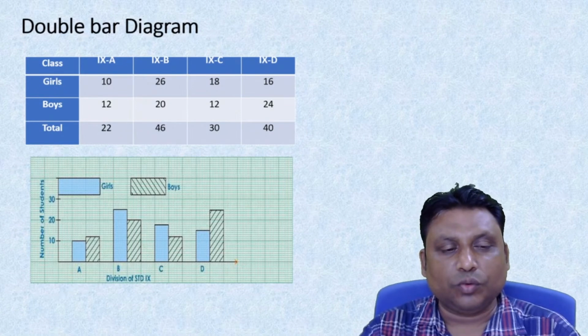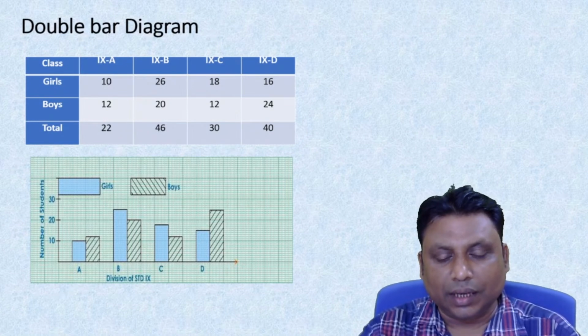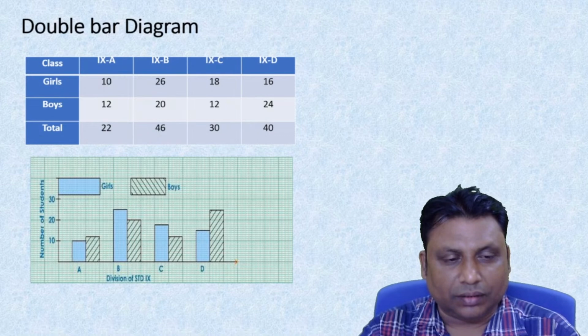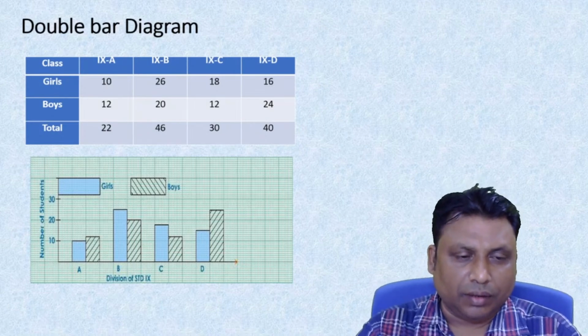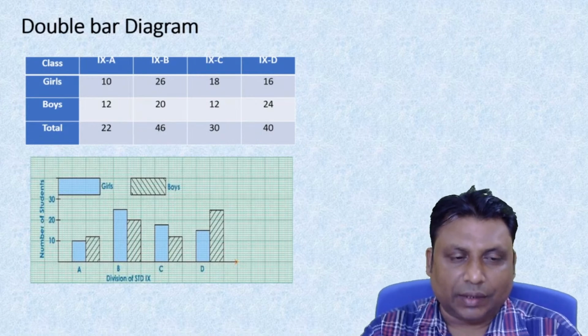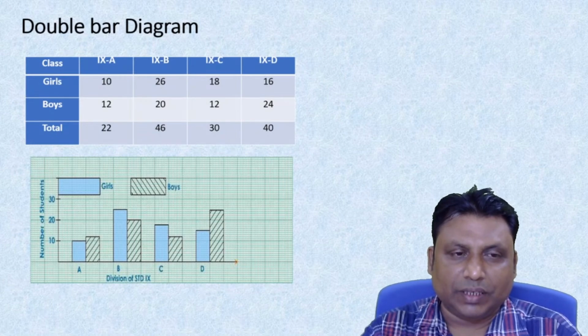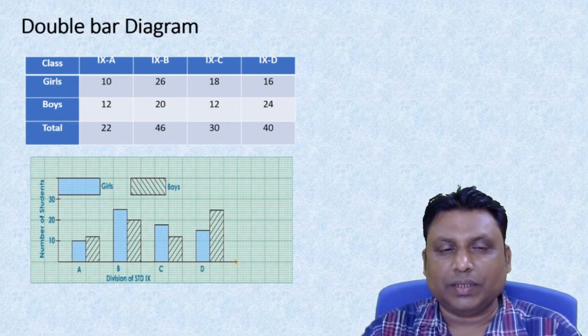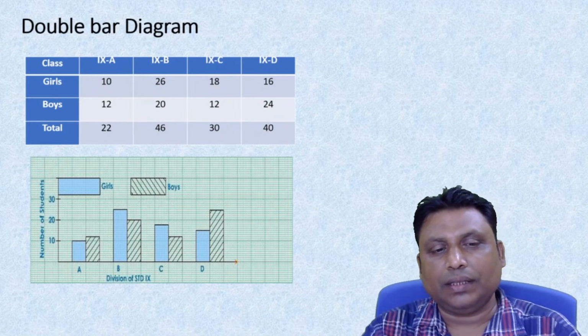One bar is sky color, and the other has a scratch line or angle line drawn on it. So A is 10, B is 12 in section A. In section B, similarly, we can put 26 and 20. In section C, we put the values, and in section D we put 16 and 24. This type of bar is called the double bar diagram. That means two data sets are available in this diagram.